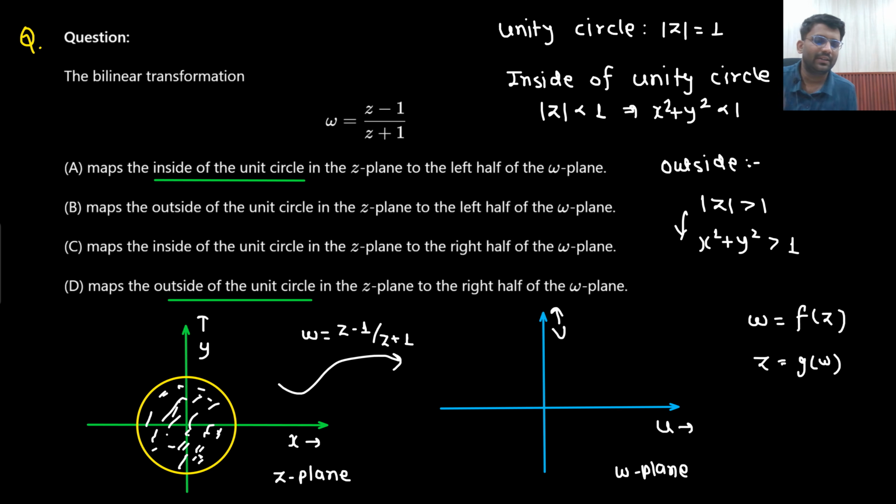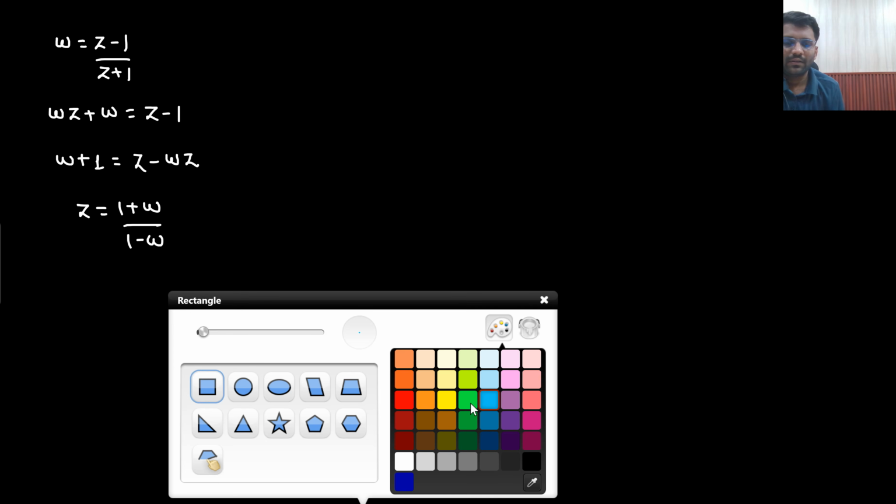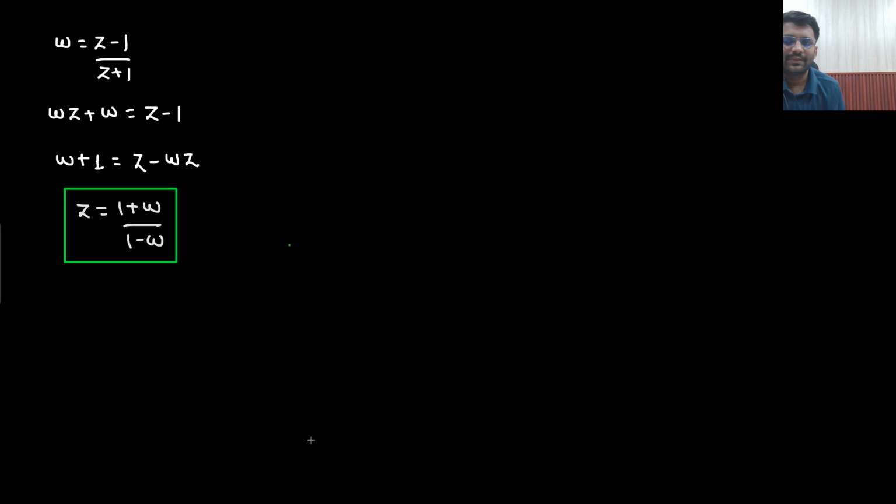So we have a certain method. Omega equals z minus 1 upon z plus 1. So omega z plus omega equals z minus 1. So omega plus 1 equals z minus omega z. So the value of z is coming out to be 1 plus omega upon 1 minus omega. Say yes or no. What I have done is that I have taken this 1 to this side. So this becomes omega plus 1 and z minus omega z. So you take z common, 1 minus omega. So 1 plus omega upon 1 minus omega. This is the value of z we are getting. Right?